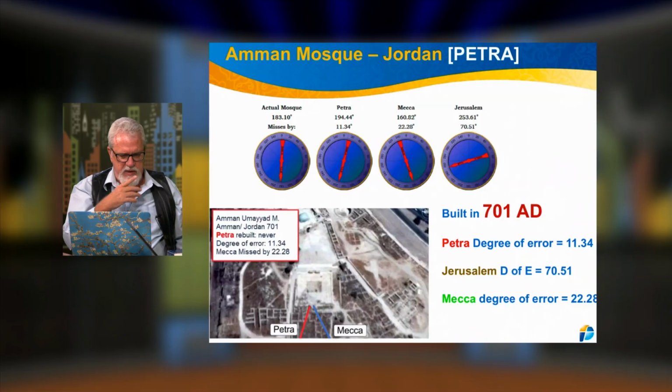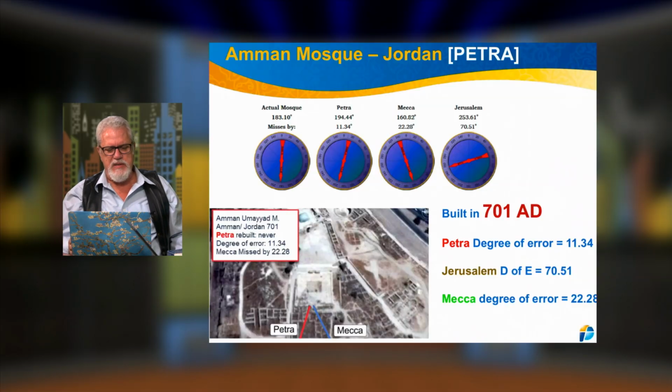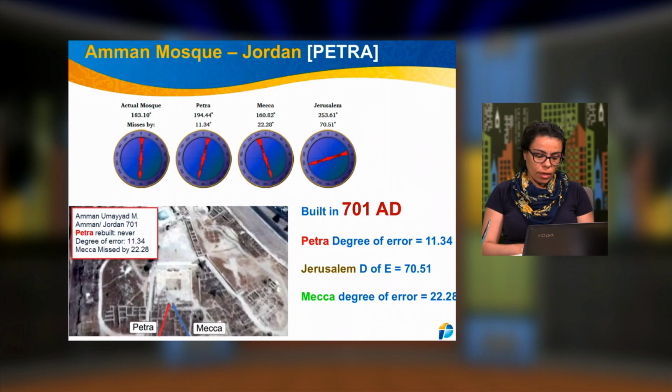Right, now we come to the Amman Mosque in Jordan. This is the one right there in the capital city, Amman itself. Take a look at it and unpack that for me. It is built in 701 AD, in Jordan. When you look at the map, you can see it is facing Petra. The Qibla is towards Petra, and the degree of error is only 11 degrees, and it is 22 degrees off from Mecca. But take a look at Jerusalem. The degree of error for Jerusalem is 70.